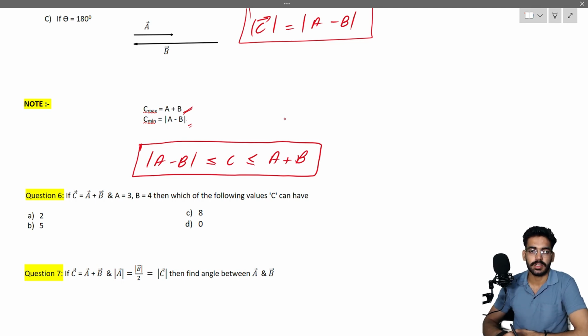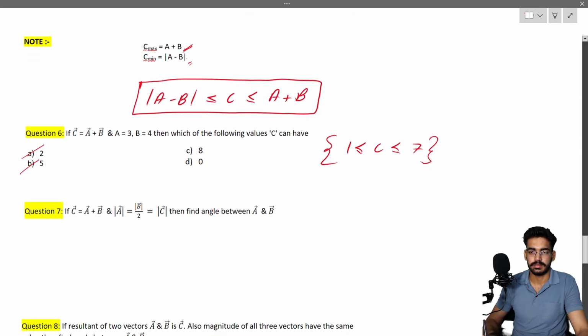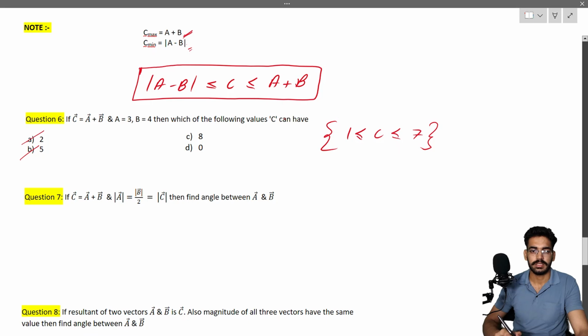So a minus b is what? 1, and a plus b is what? Yes, 7, right? So 1 to 7 it can take. So it can take 2, it can take 5, right? It can't take 0 and 8. Okay, so that's how you answer. Why is that the reason? Because C can be from 1 to 7. Okay, now let's see the next question.